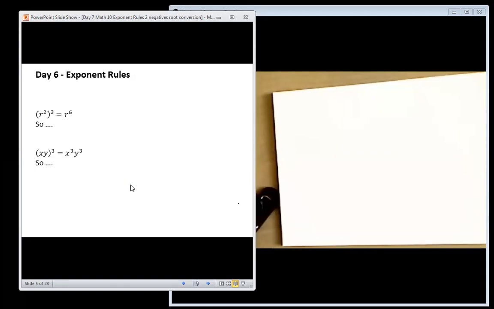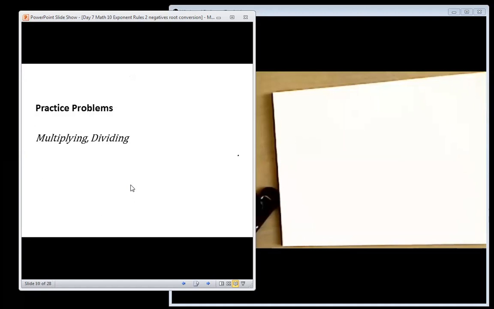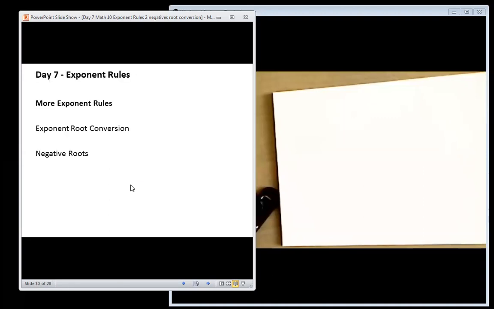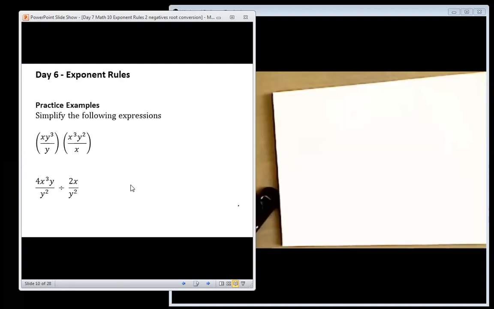Okay, cubes, splitting them up, dividing. That's like that. What do we have for today? Any questions from last day? Something like this? No? Okay.